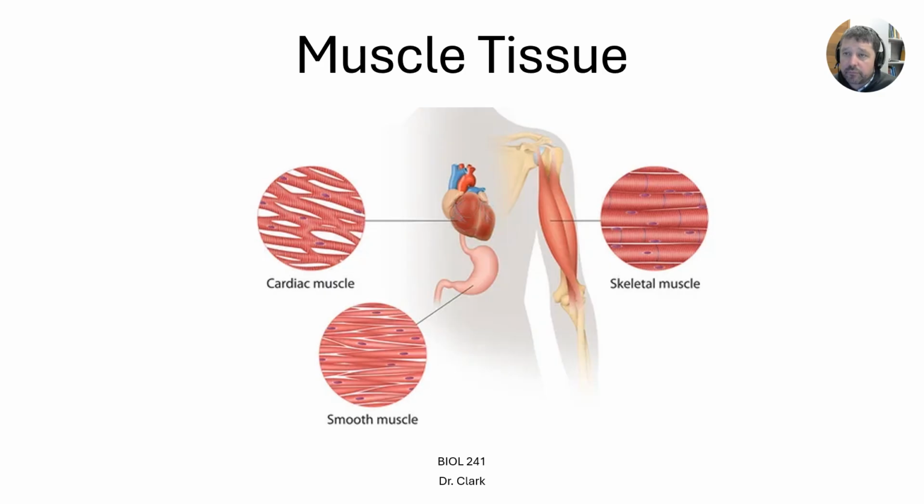Remember, there are three types of muscle tissue. We talked about them before. There's skeletal muscle with the striations, and we'll talk about what those striations are, and we'll talk about smooth muscles, which lack the striations, and then we'll talk about cardiac muscle, which has striations and intercalated discs.